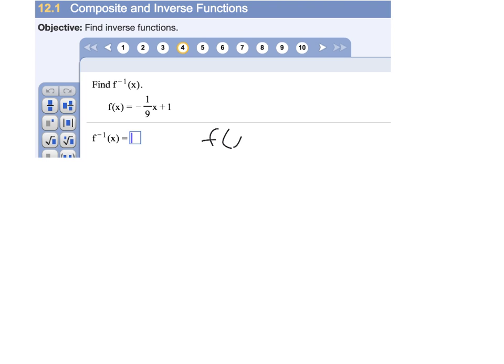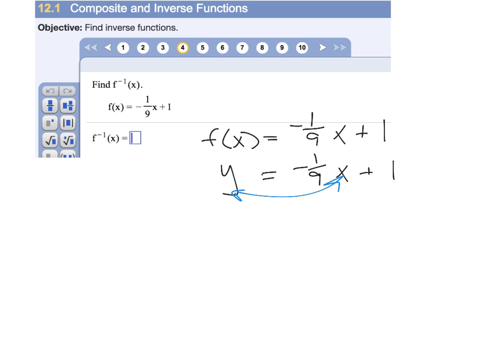So we're going to begin with the original function, which is this. We're going to replace the f of x with the letter y. So that gives us this. And now you're going to just switch your variables. So this ends up being x equals negative 1/9 y plus 1.